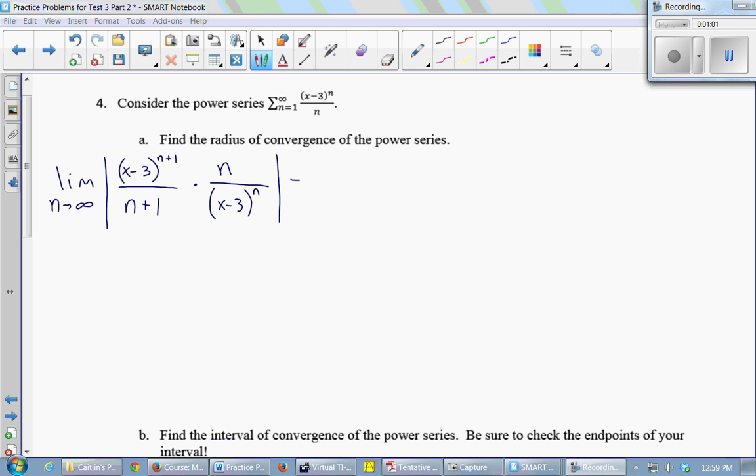All right, so then we see what cancels. I have an x minus 3 to the n plus 1 over an x minus 3 to the n. Everything will cancel except for an x minus 3. Like bases, subtract the exponents. n plus 1 minus n is 1. So this is the limit as n goes to infinity of an absolute value of x minus 3 times n over n plus 1.